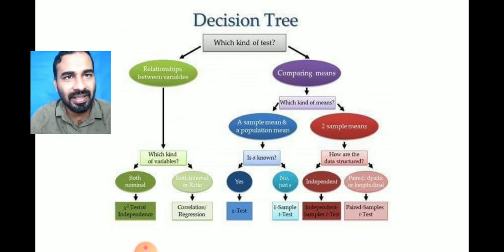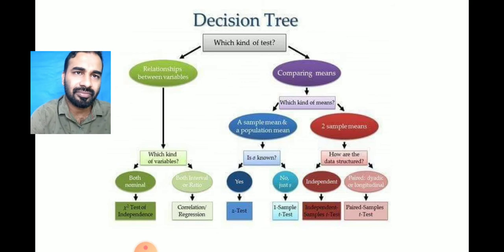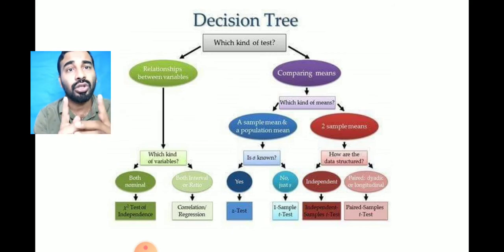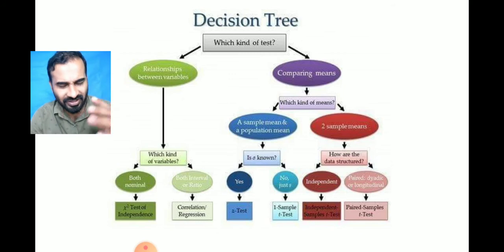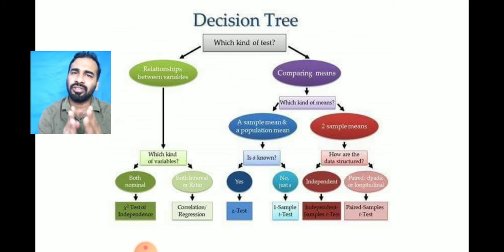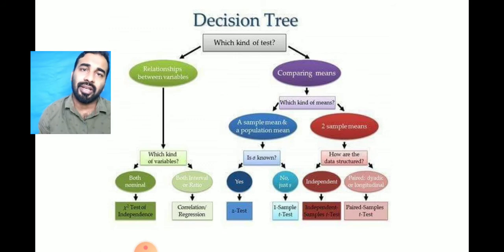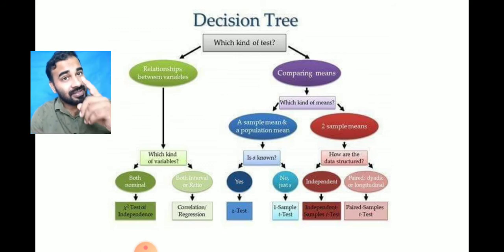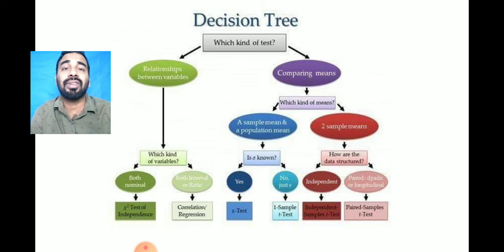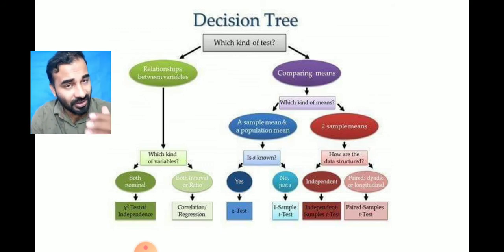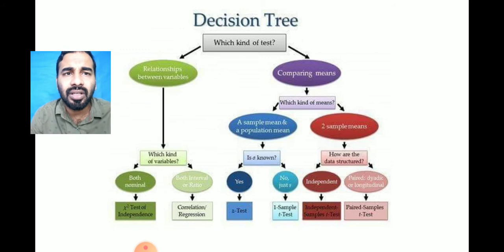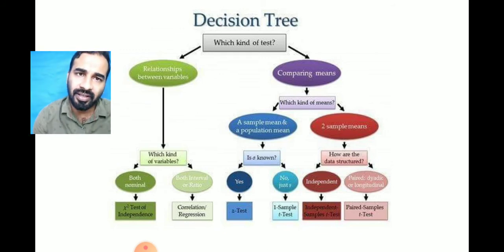The first thing is whether you want to compare your means or whether you want to find out the relationship between two variables. Look at the first thing. We have two variables or more than two variables, and we want to find out whether these variables are related or not. What we have to do? First, we check what types of data we are having, whether it is nominal data, interval data, or ratio scale data.